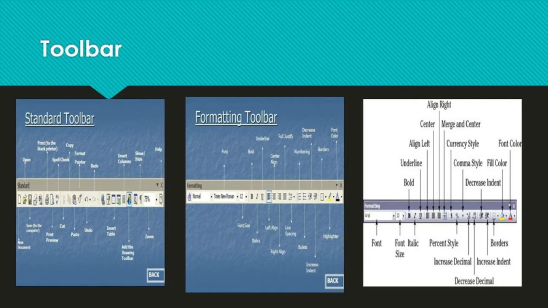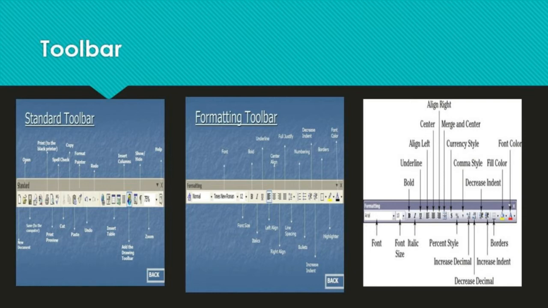Toolbar. A toolbar contains a collection of buttons, each performing a specific task. There are three types of toolbars: standard toolbar, formatting toolbar, and object toolbar. First, we are going to see the standard toolbar. Standard toolbar will be found below the menu bar. The buttons in the standard toolbar are used as a shortcut for frequently used commands.